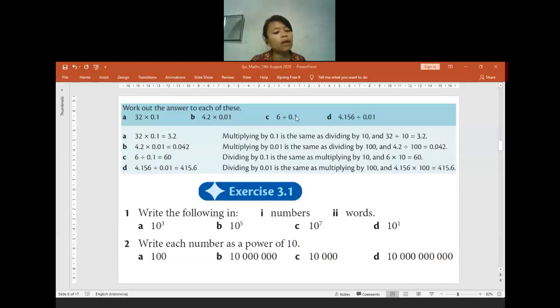And then if we divide the number by 0.1, it is the same as we multiply the number by 10. So we will read it as 6 times 10, which is equal to 60. And then for the other one, we have 4.156. We divide it by 0.01. It is the same as we do 4.156 multiplied by 100. So the answer will be 415.6. From the worked example, is there anyone who gets confused?